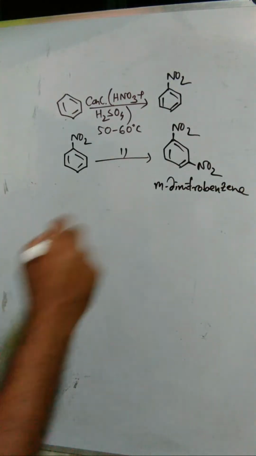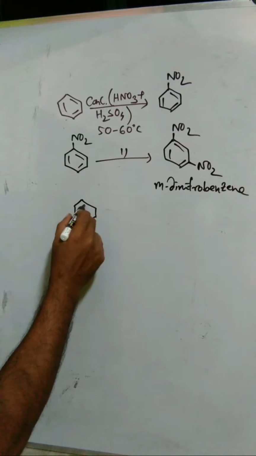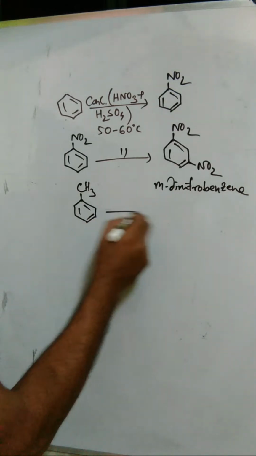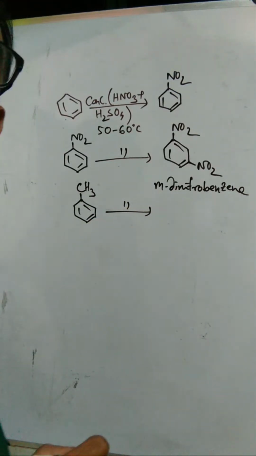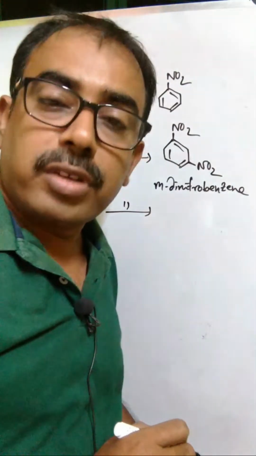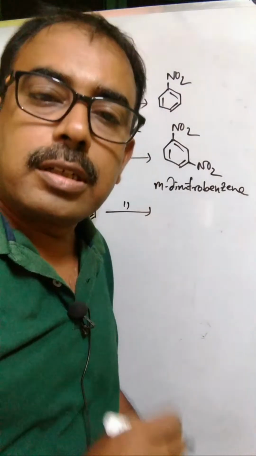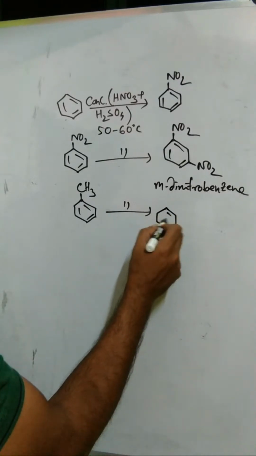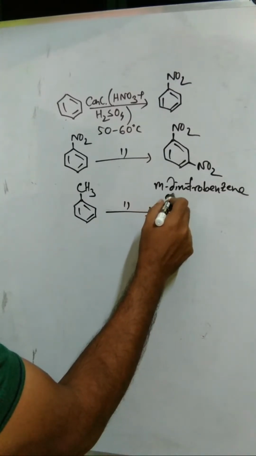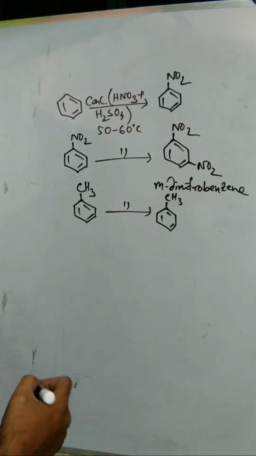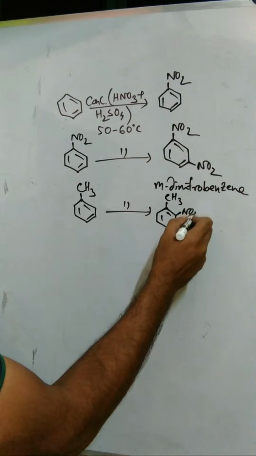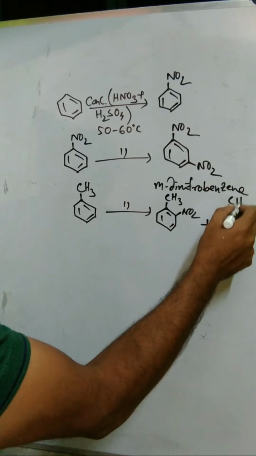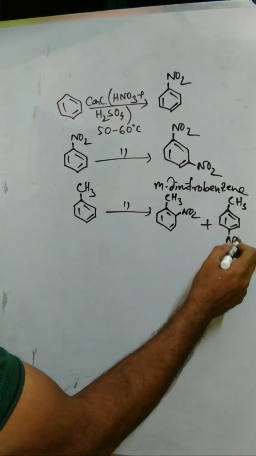Now if we nitrate toluene, that is the starting material is toluene, and you are giving the same reagents, a mixture of concentrated nitric acid and sulfuric acid, and maintaining a temperature of 60 degrees centigrade, then the product formed is a mixture of ortho-nitrotoluene and para-nitrotoluene. Here the CH3 is already present, and the NO2 comes in the ortho position as well as the para position. That is why we get a mixture of ortho-nitrotoluene and para-nitrotoluene.